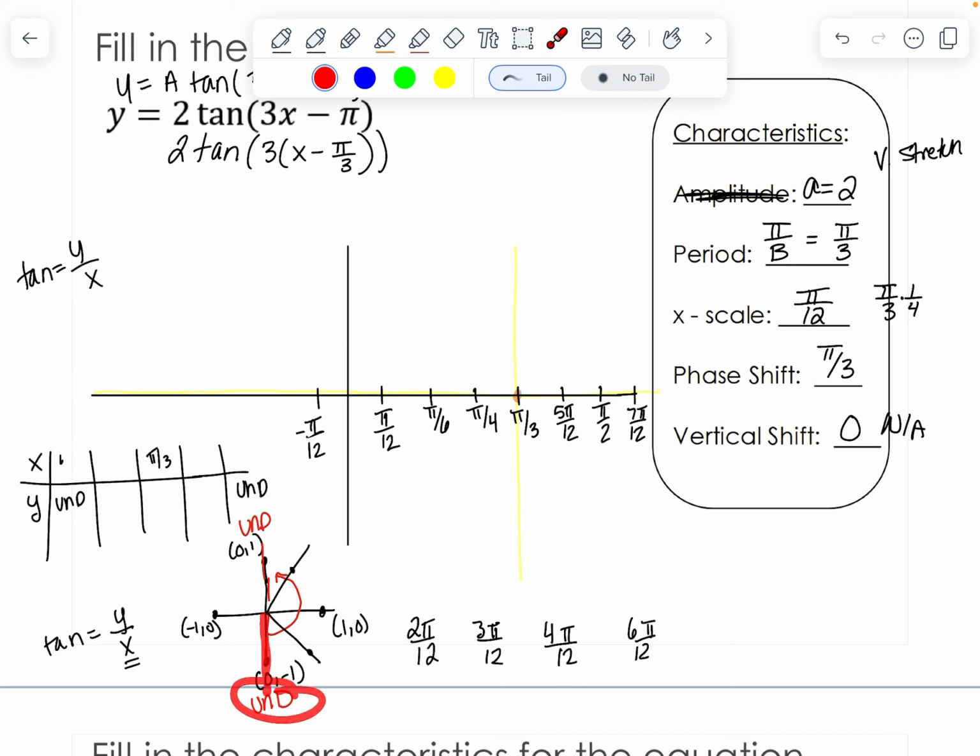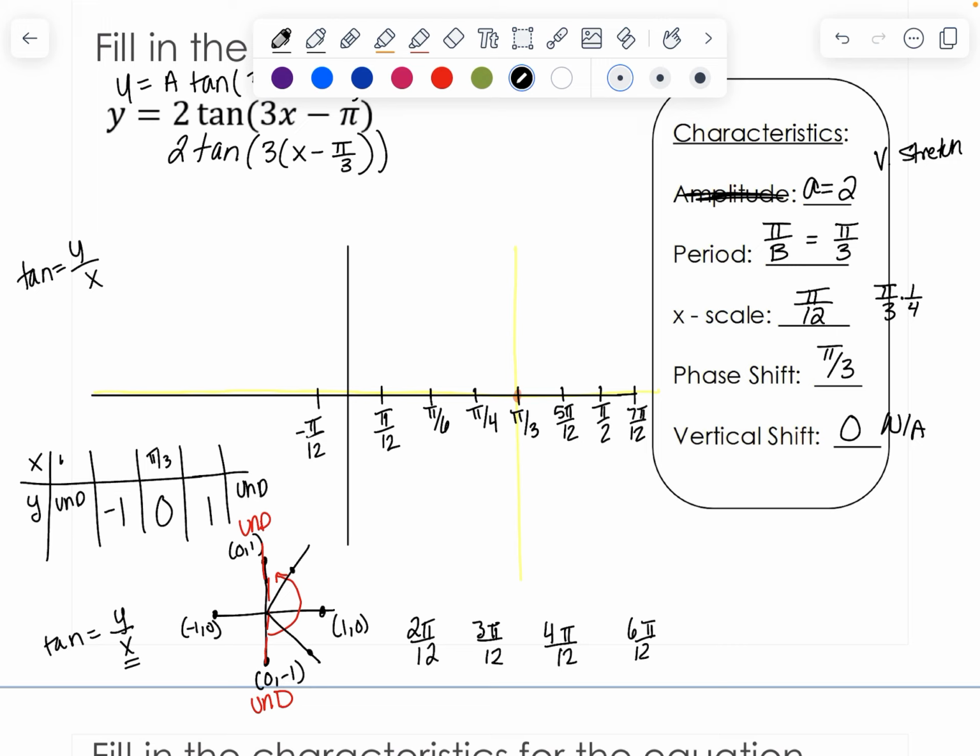So in our first output, it's going to be undefined because -1 over 0 is undefined. And then we're going to go to our next point, and it's in the fourth quadrant, so it's going to be -1. So our next output is going to be -1. And then we are back at the x-axis, and tangent is going to be 0 over 1, so 0. And then we go up to our positive 45-degree angle, and tangent's going to be 1. And then we make it back to our positive y-axis, and tangent's going to be undefined there.